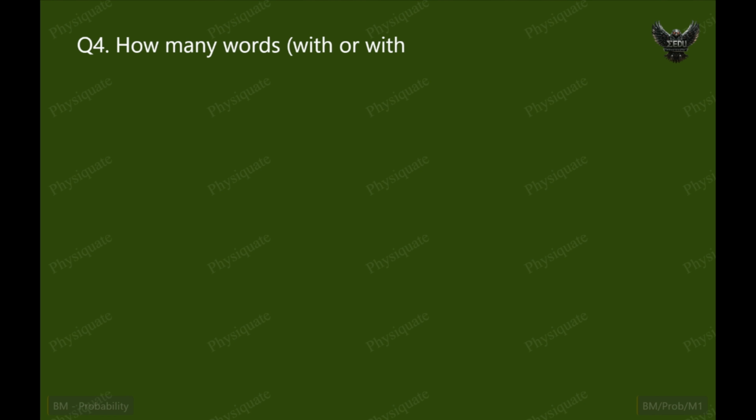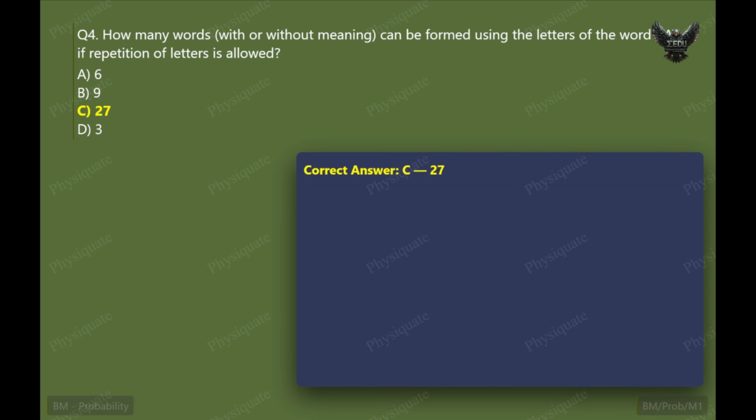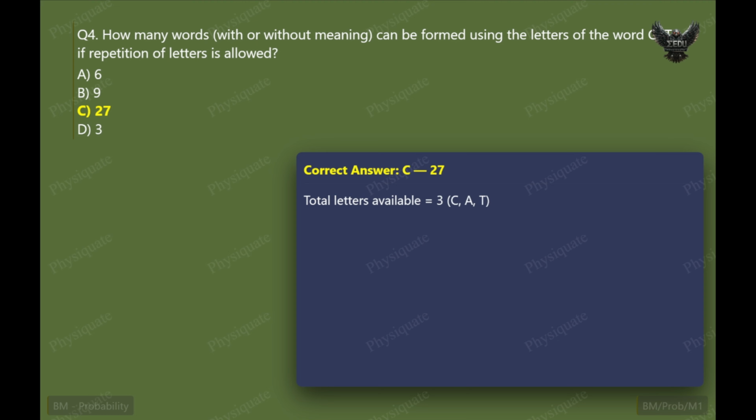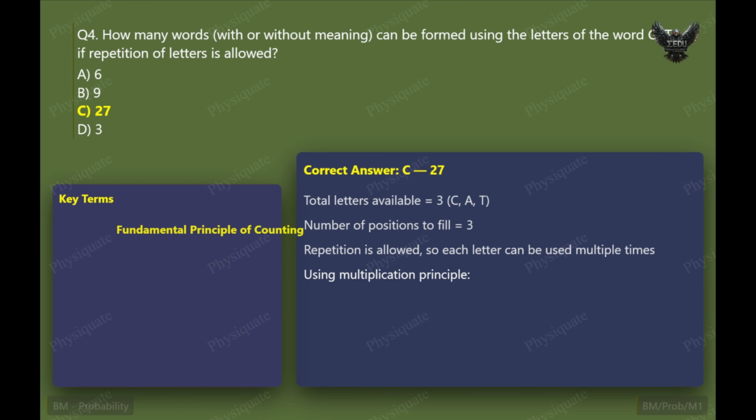Question 4. How many words, with or without meaning, can be formed using the letters of the word CAT, if repetition of letters is allowed? Total letters available equals 3: C, A, T. Number of positions to fill equals 3. Repetition is allowed, so each letter can be used multiple times. Using the multiplication principle.